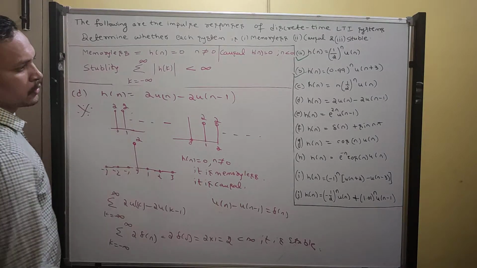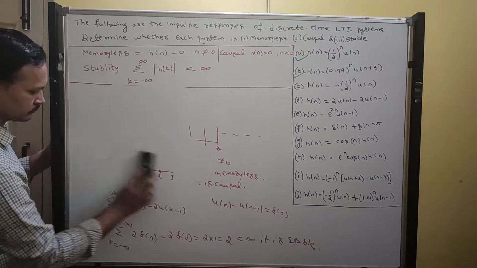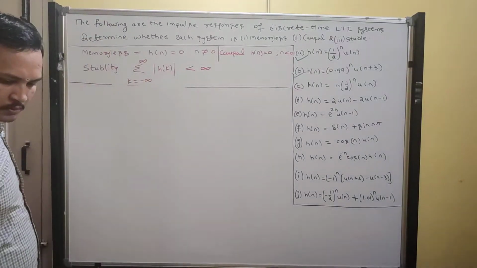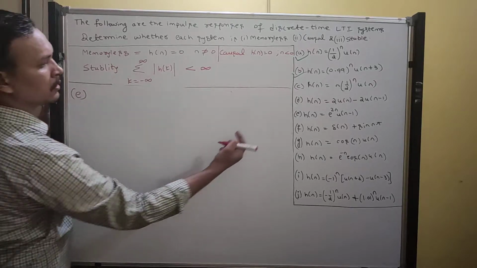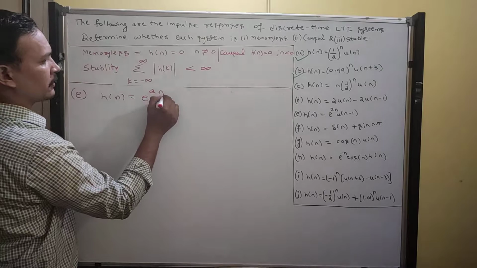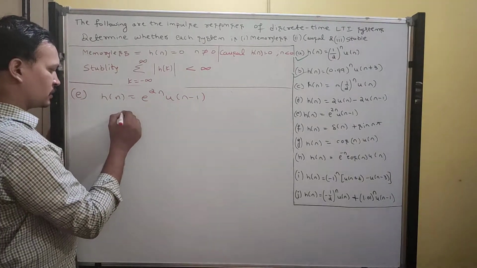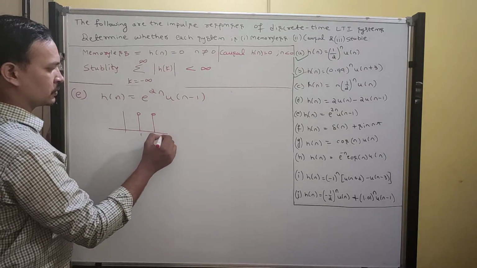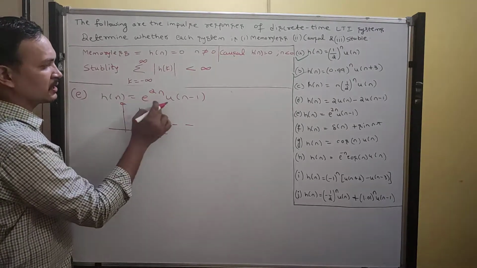Mark this question important. Okay. Next, we can go to question number E. What is h of n? H of n is equal to e to the power of 2n u of n minus 1. Sketch this. U of n minus 1 means it starts from 1 onwards: 1, 2, and it will go till infinity.